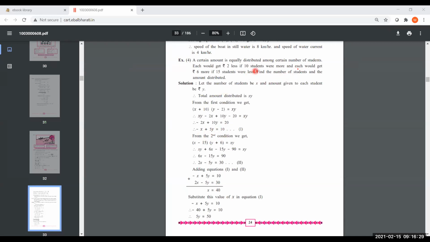If 15 students are fewer, each will get rupees 6 more. Getting 6 more means y plus 6. If 15 students are removed, then 15 will be subtracted from the number of students, that is from x. So this is the second condition: (x minus 15) into (y plus 6) is equal to xy. Simplify this, and we have our second equation. Now solve this by any method of your own, and find the value of x and the value of y here.